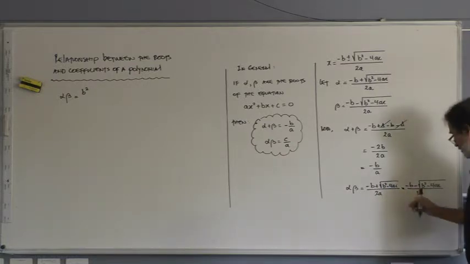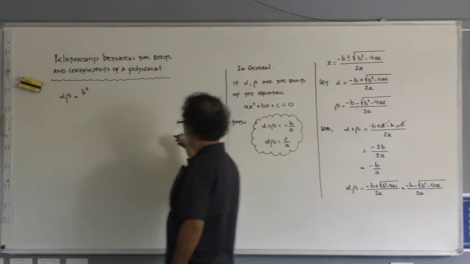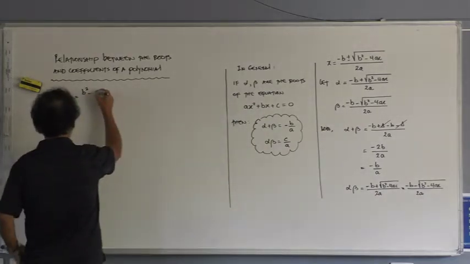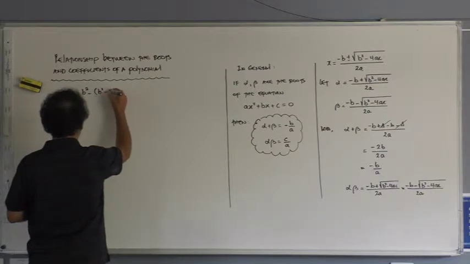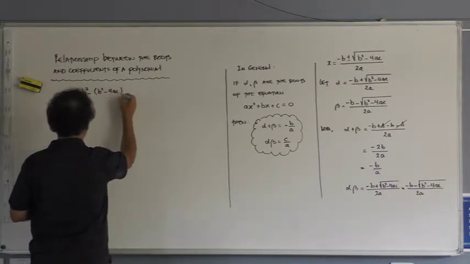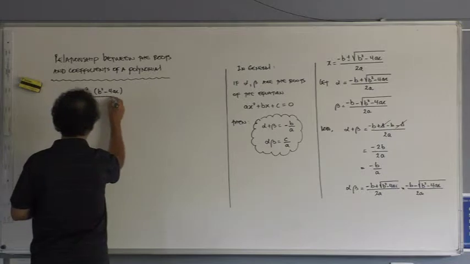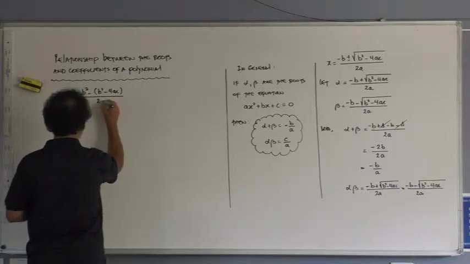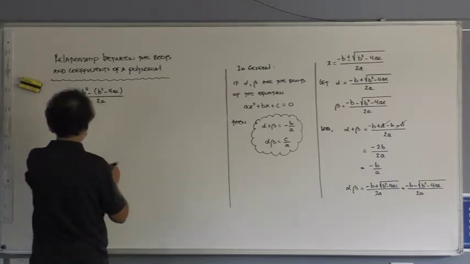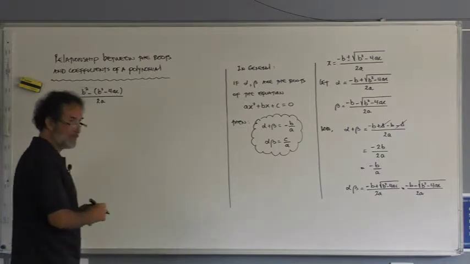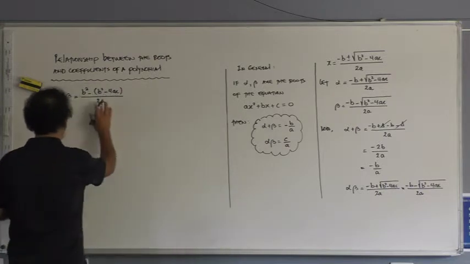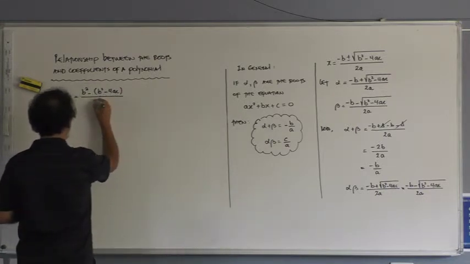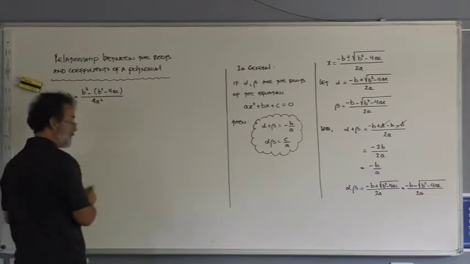So we're going to have b squared minus, and then b squared minus 4ac, and then all that divided by 2a. No, it would be 4a squared. Sorry? You're going to multiply the two a's. Yes, so this becomes 4a squared.